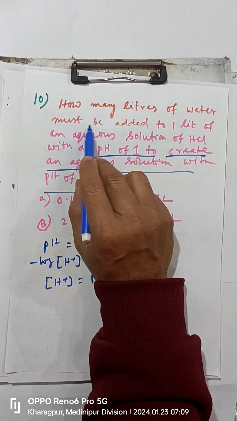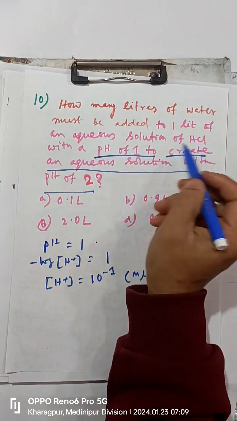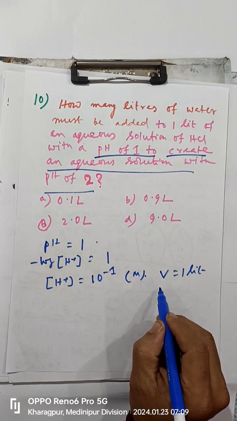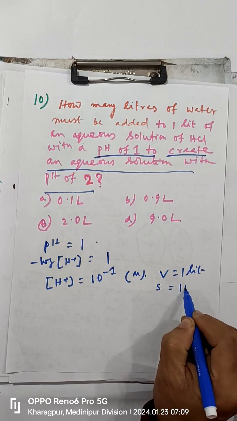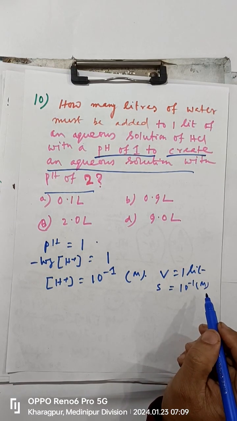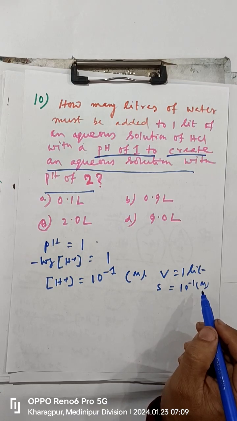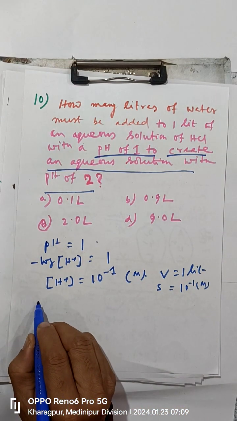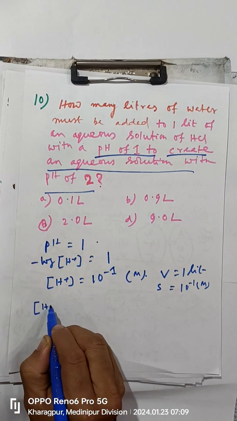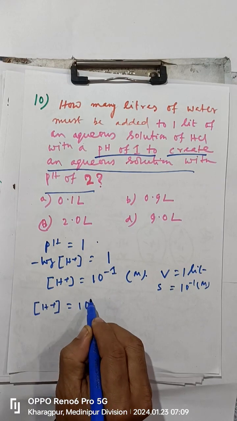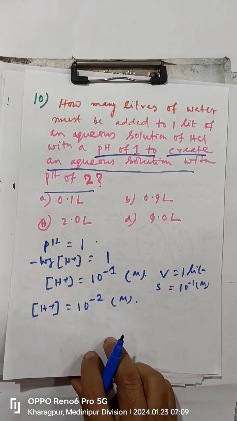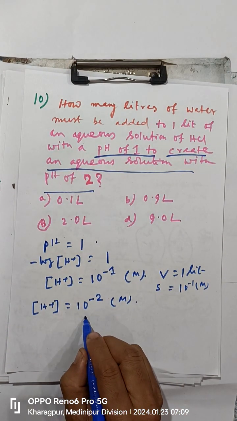So initially we have 1 liter of an aqueous solution of HCl with pH 1. So its volume is equal to 1 liter and strength is equal to 10 to the power minus 1 molar. And what we have to find out is how much water has to be added to this acidic solution to make its pH equal to 2. So in the final solution, the concentration of H plus is equal to 10 to the power minus 2 molar. So now you can use the most important relation over here.